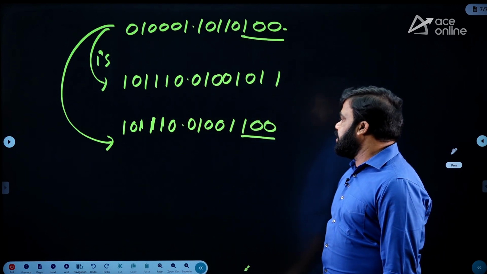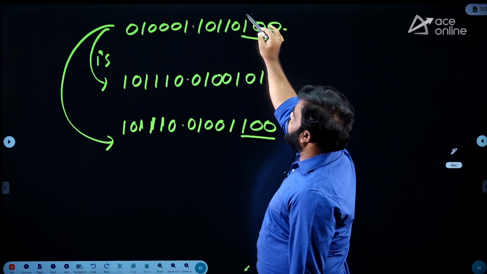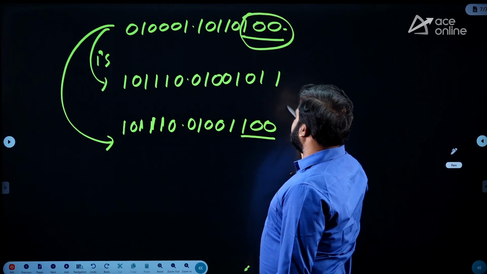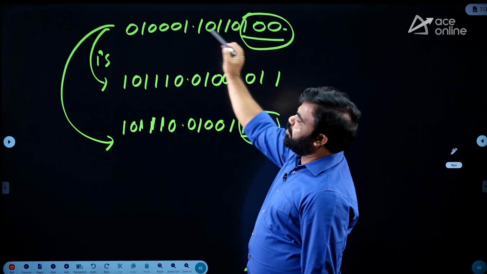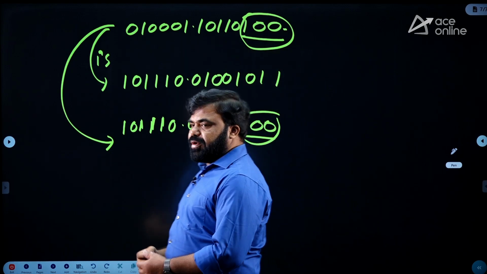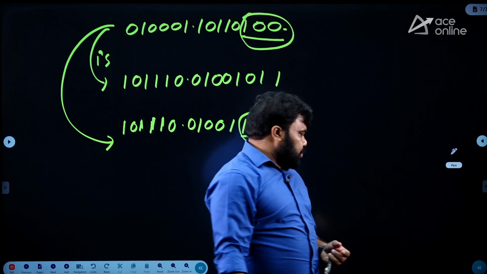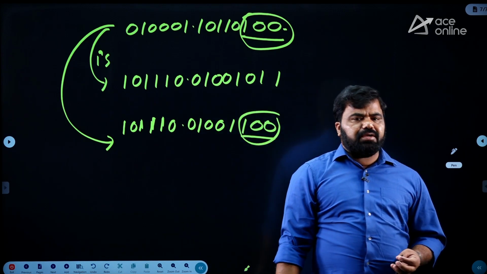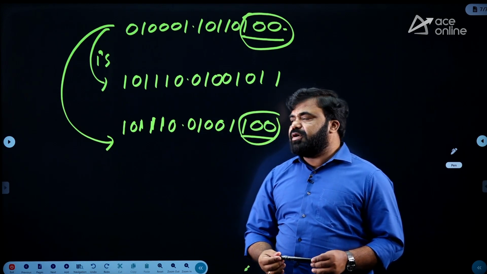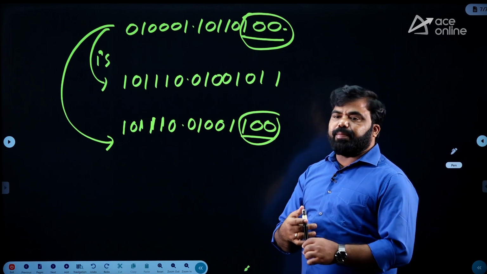Once again, what is it here? Start from the LSB; till the first non-zero LSB keep the bits as they are, and all the remaining bits are complemented. So that is getting 2's complement and 1's complement of a binary number.